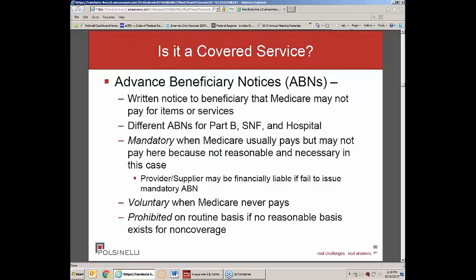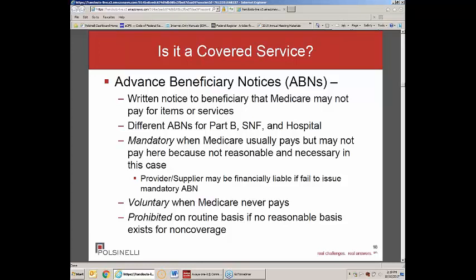One topic, this is sort of an ancillary topic here on our covered service overview, but we wanted to address the concept of advanced beneficiary notices, or ABNs, which comes up with some frequency when you talk about whether or not a particular service is covered, and then ultimately, if it's not covered, can a provider or supplier bill the beneficiary for that non-covered service? So it's basically a notice to the patient that Medicare is not likely to pay for the item or service because it's not covered, and that the patient is likely to be held financially responsible.